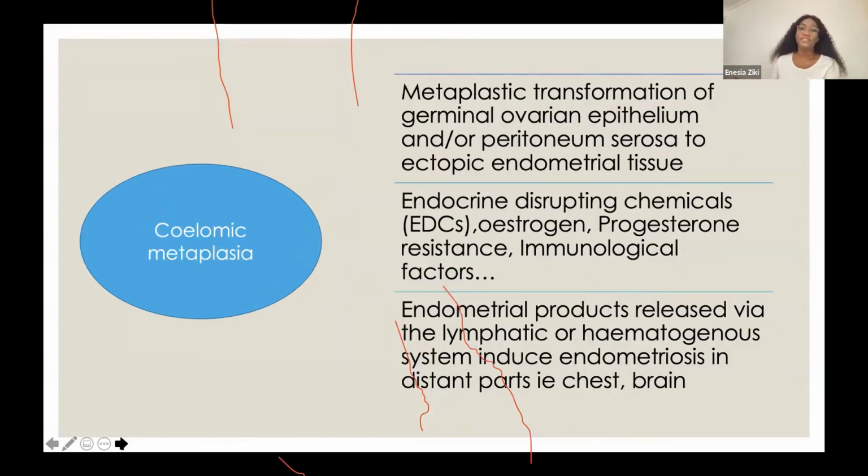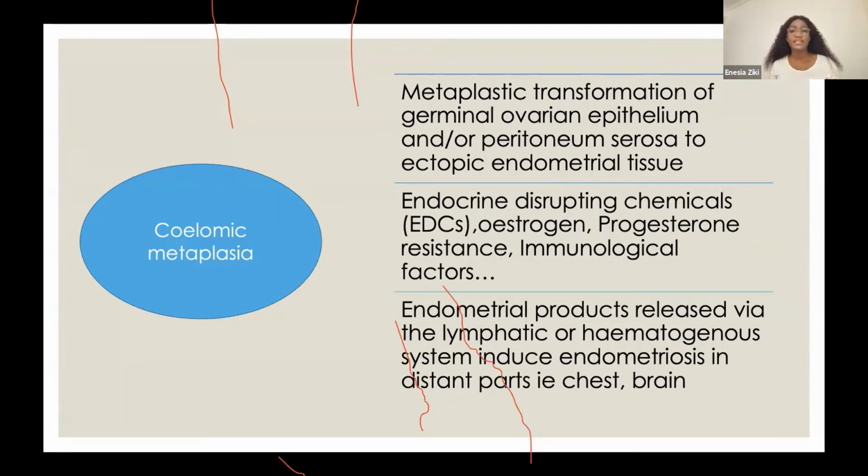Then we have the theory of celomic metaplasia. So there's a metaplastic transformation. We know that metaplasia is the differentiation of one mature cell type into another cell type, which is completely matured as well. So we are saying there's metaplastic transformation of the germinal ovarian epithelium or peritoneum to ectopic endometrial tissue. So we're saying there must be a substance, there must be a factor that is causing this fully matured tissue to develop into something else.